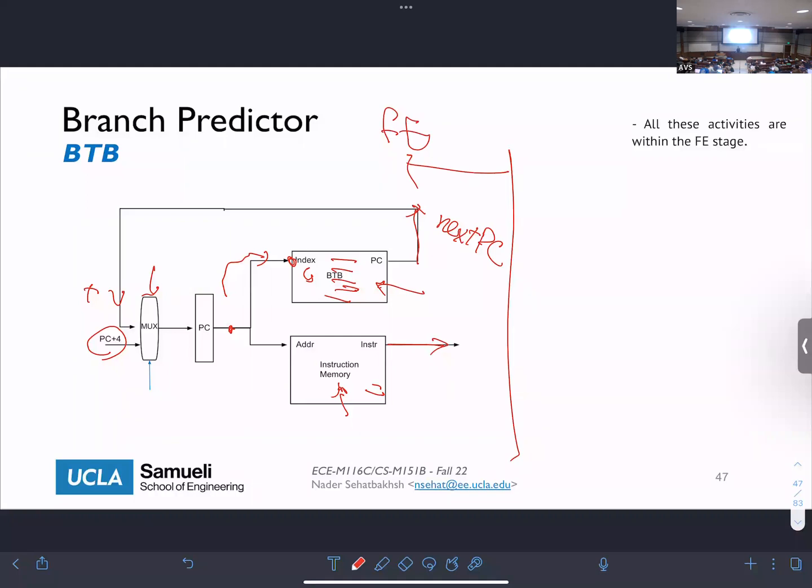So the question is that this design benefits loops and not if-else. Yes. If you see a branch only one time, then this probably won't work. But if you see a branch multiple times, yes, then this works.